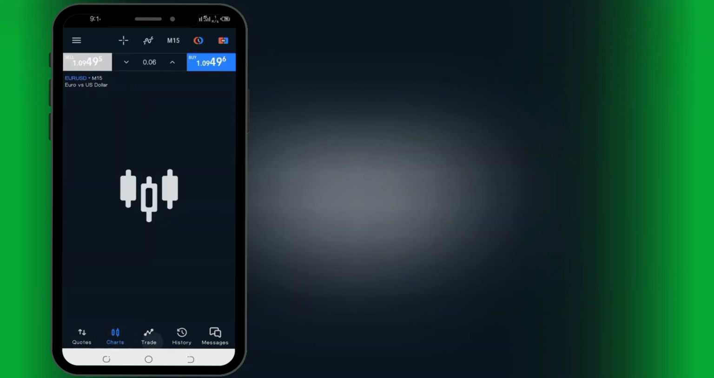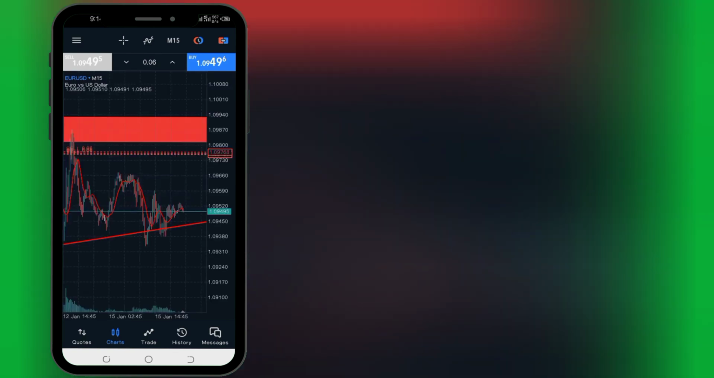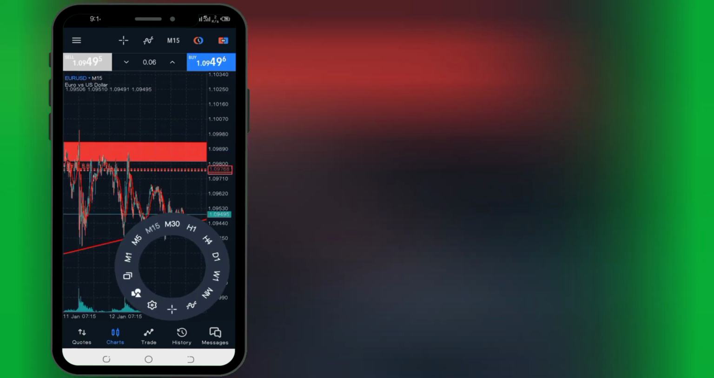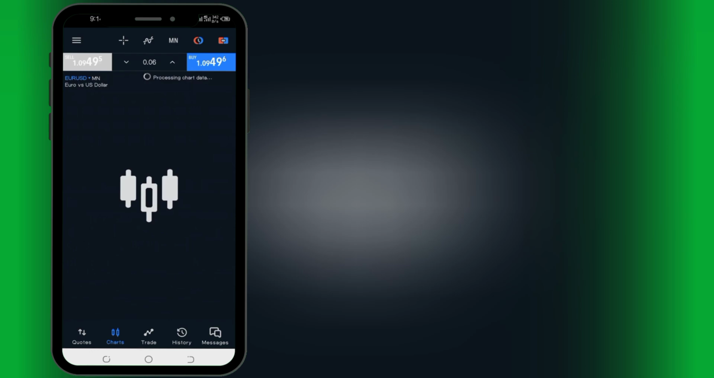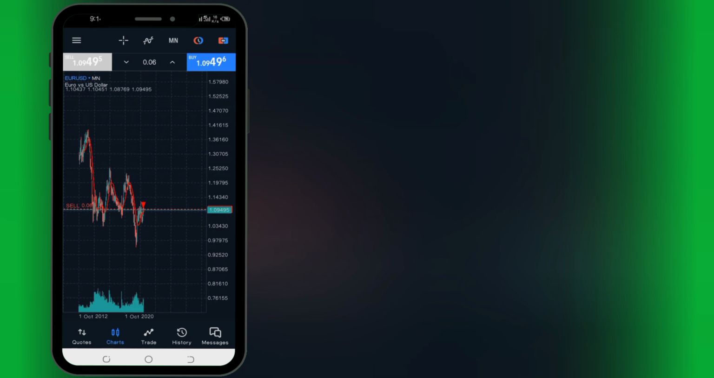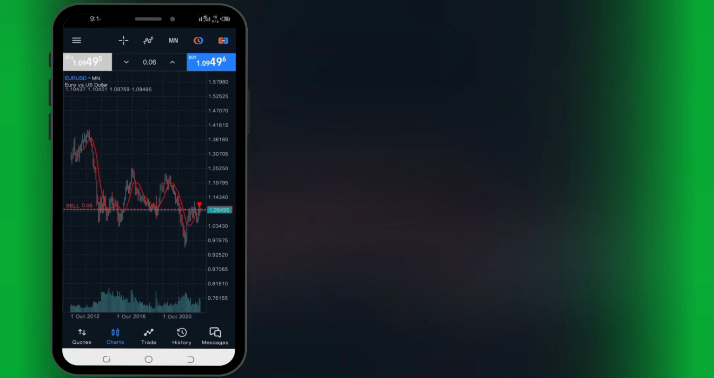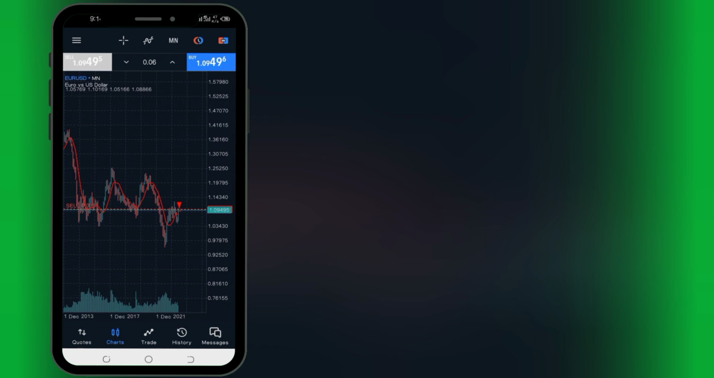So the first thing I do is I go onto the monthly time frames to look at the direction of the market. I don't know why the network is really bad right now. So first I look at the direction of the market, where the market is heading. Then I trade within that direction.